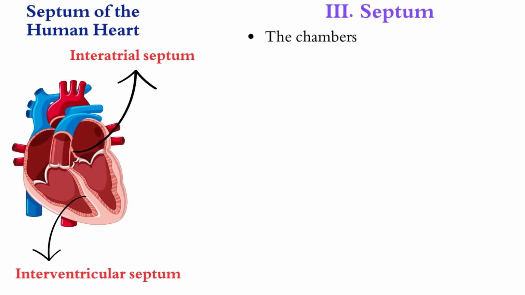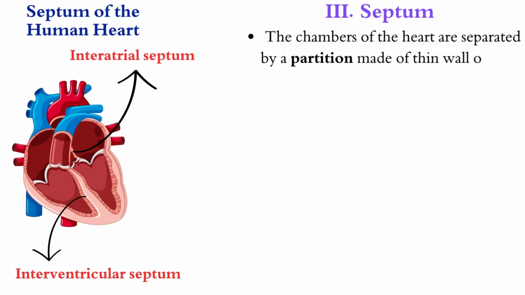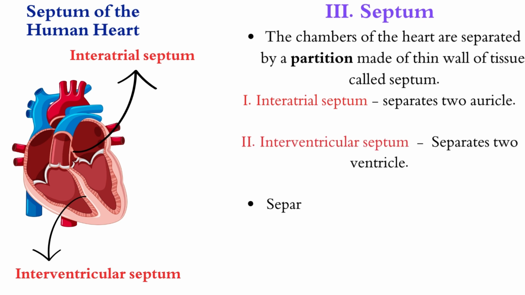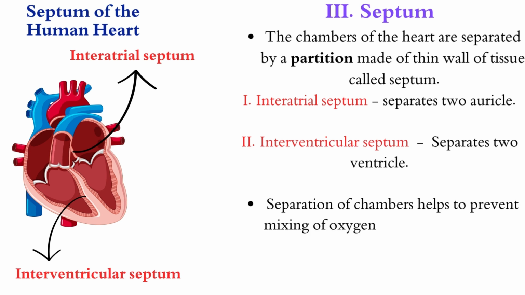Septum. The chambers of the heart are separated by a partition made of a thin wall of tissue called a septum. 1. Interatrial septum separates the two auricles. 2. Interventricular septum separates the two ventricles. The separation of chambers helps to prevent the mixing of oxygenated and deoxygenated blood.